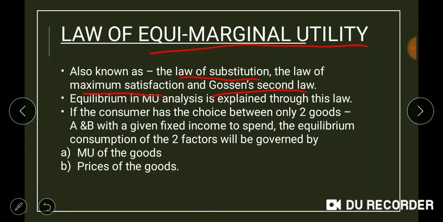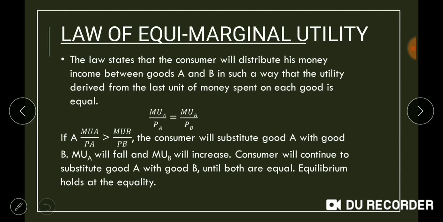If the consumer has a choice between only two goods, good A and good B, with a given fixed income that he has to spend, the equilibrium consumption of the two goods is governed by, firstly, the marginal utility of the respective goods and secondly, the prices of the goods. The law states that the consumer will distribute his money income between good A and good B in such a way that the utility derived from the last unit of money spent on each good is equal. That is, marginal utility of A divided by the price of good A equals marginal utility of B divided by the price of good B.